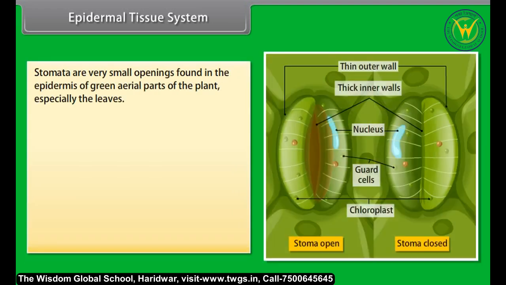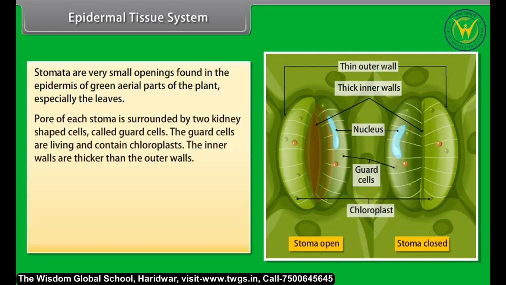Epidermal tissue system. Stomata are very small openings found in the epidermis of green aerial parts of the plant, especially the leaves. The pore of each stoma is surrounded by two kidney-shaped cells called guard cells. The guard cells are living and contain chloroplasts. The inner walls are thicker than the outer walls. The guard cells regulate the opening and closing of stomatal pores.